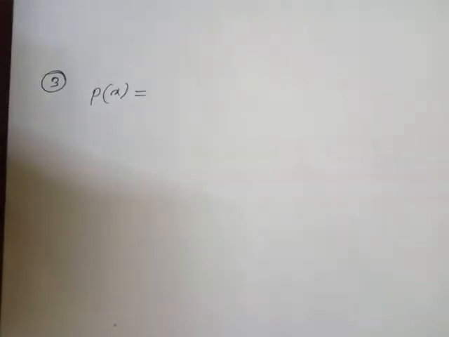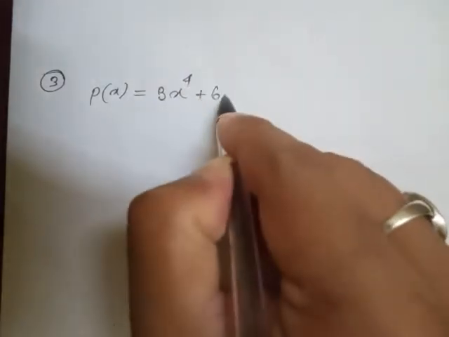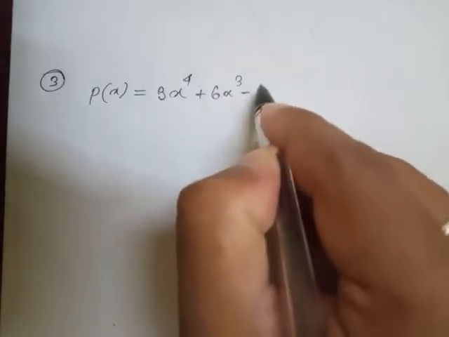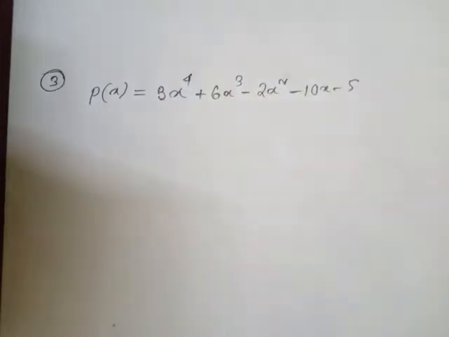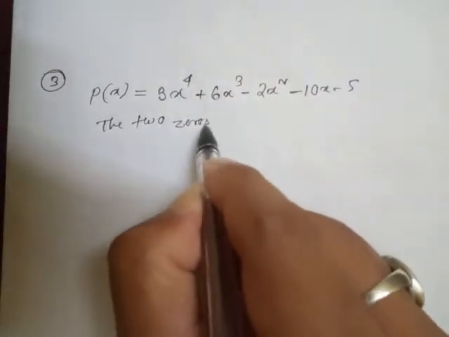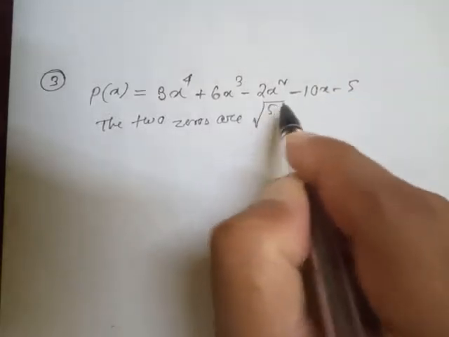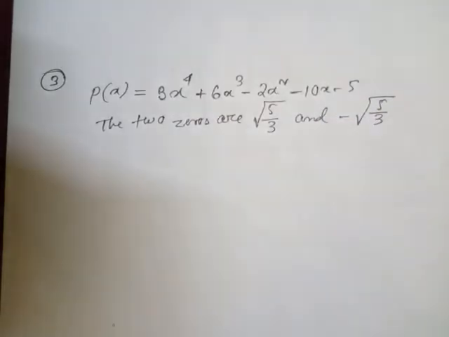Look student, now the question number 3 I am going to solve. Here the polynomial is given, so we'll write here that p(x) equal to 3x to the power 4 plus 6x cube minus 2x square minus 10x minus 5. This is the given polynomial. Now two zeros are given already, so the two zeros are, one is root over 5 by 3 and the other is minus root over 5 by 3. These are the two zeros.